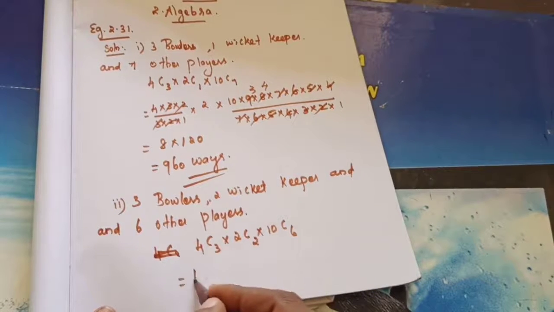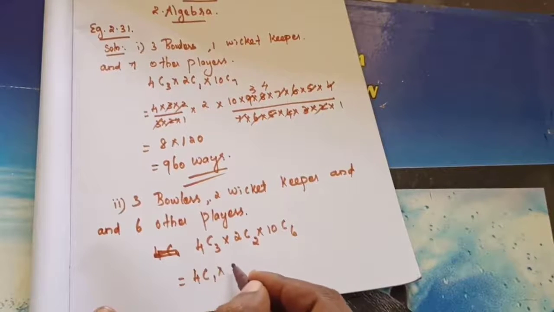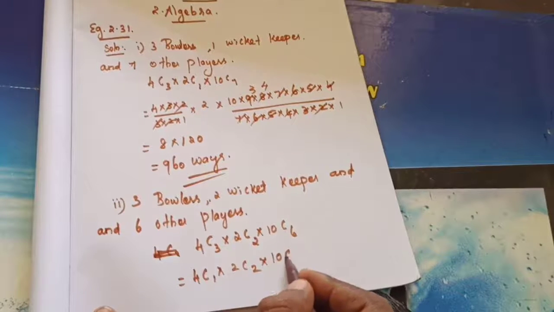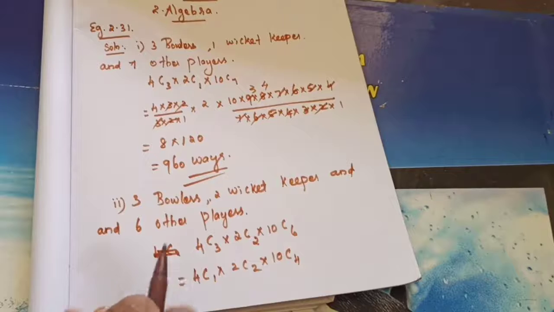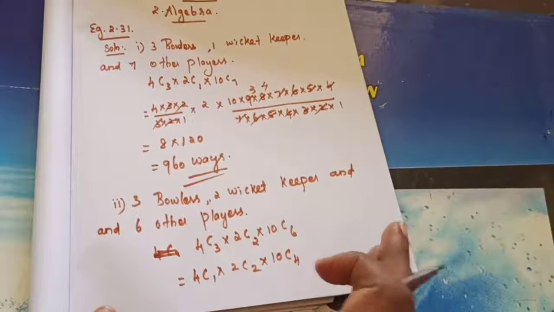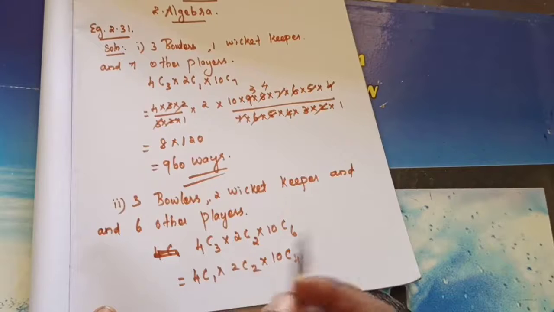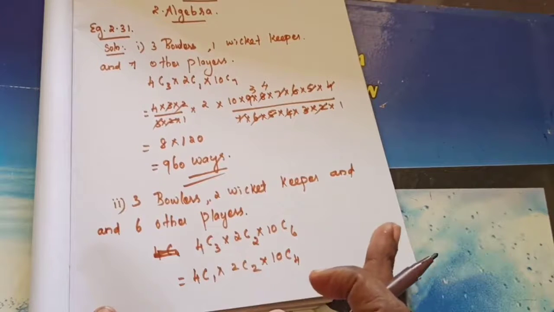So how will you write this? 4C1 you can write. 2C2, the value is the same. So 2C2 into 10C6, how will you write? The difference is 4, so 10C4. So for easiest calculation, we can write like this. Otherwise, no problem: 4C3, 2C2, you write down all the values and cancel. Understand? Both are correct.